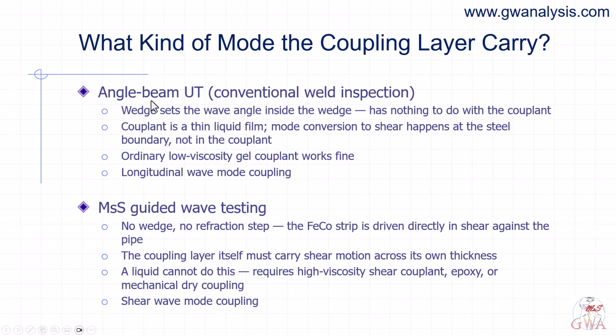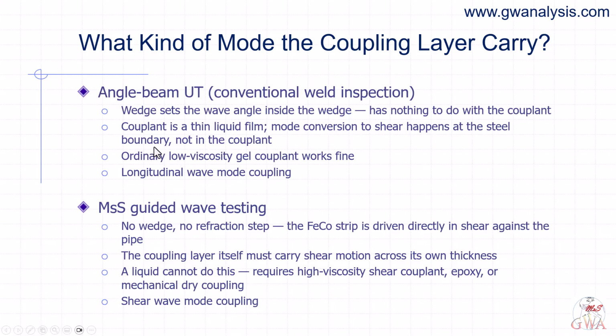The wedge in a conventional angle beam UT probe sets the angle at which the wave travels once it is already inside the solid wedge. It has nothing to do with the coupling layer itself. The couplant between the wedge and the steel surface is a thin liquid film, and a liquid cannot sustain shear stress. So the disturbance actually crossing the couplant film is always longitudinal, regardless of the wedge angle chosen. Mode conversion into the shear wave happens at the steel boundary itself, governed by refraction and wedge angle.